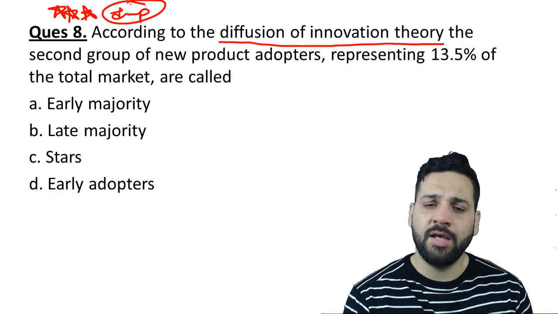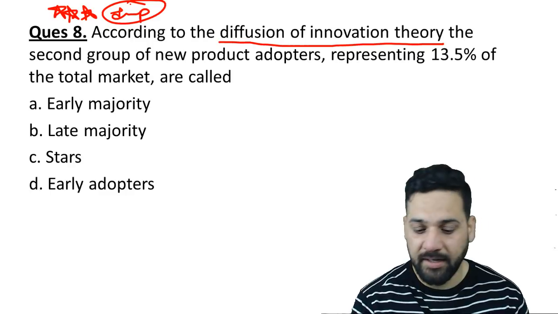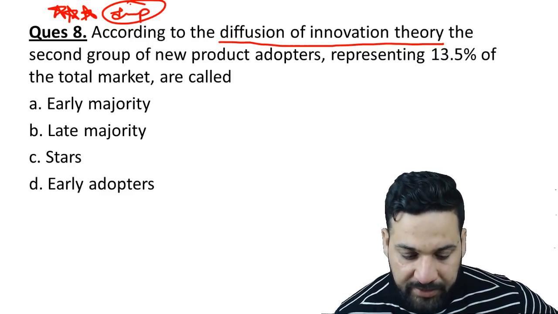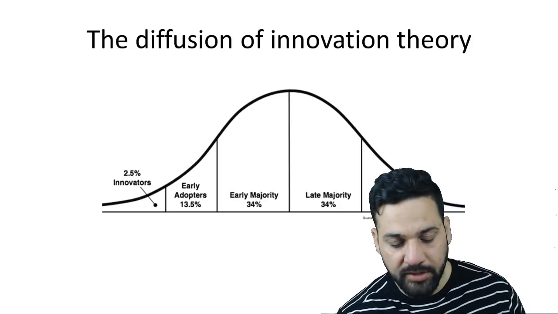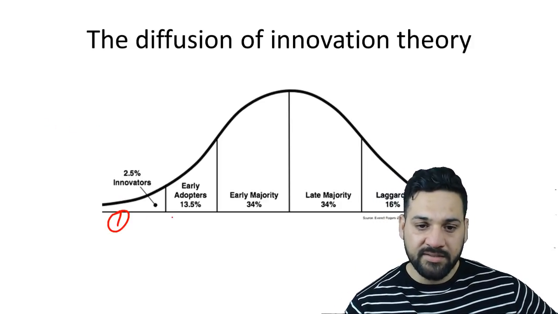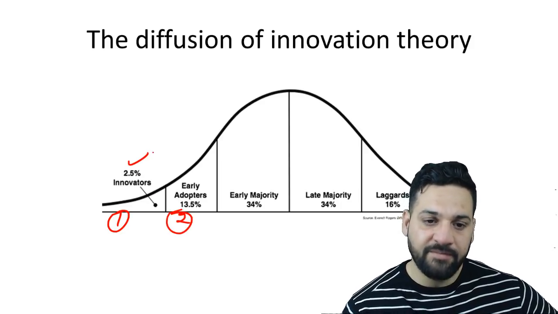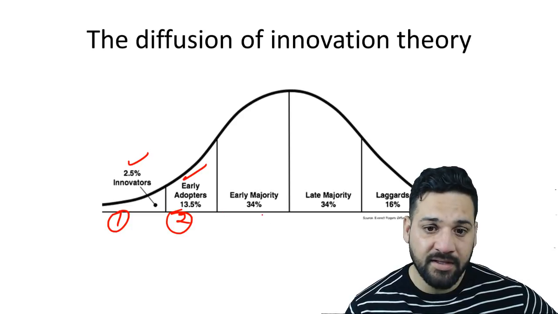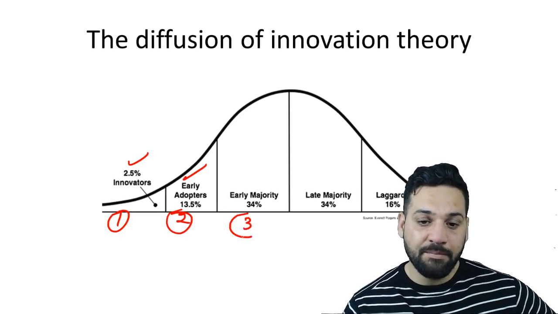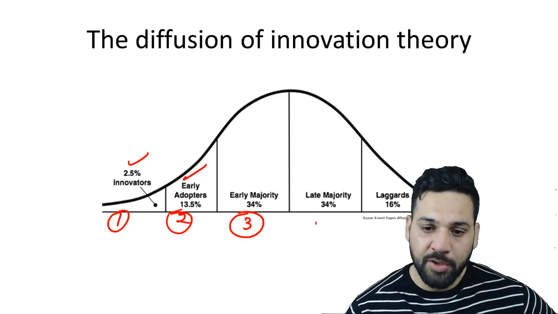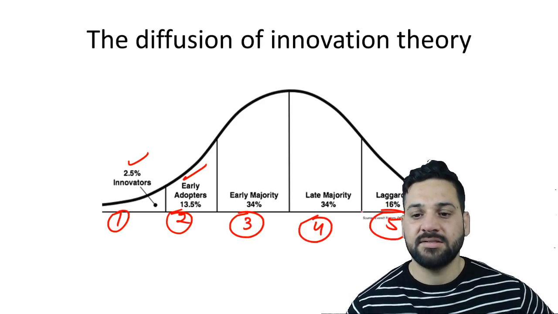First group is innovators. Right, but anyway, I think I should give you the correct answers. See, students, please remember all the names. The first group is innovators, then there are early adopters. 2.5% are innovators, 13.5% are early adopters. Then there are early majority, then it's late majority, then there are laggards, right?